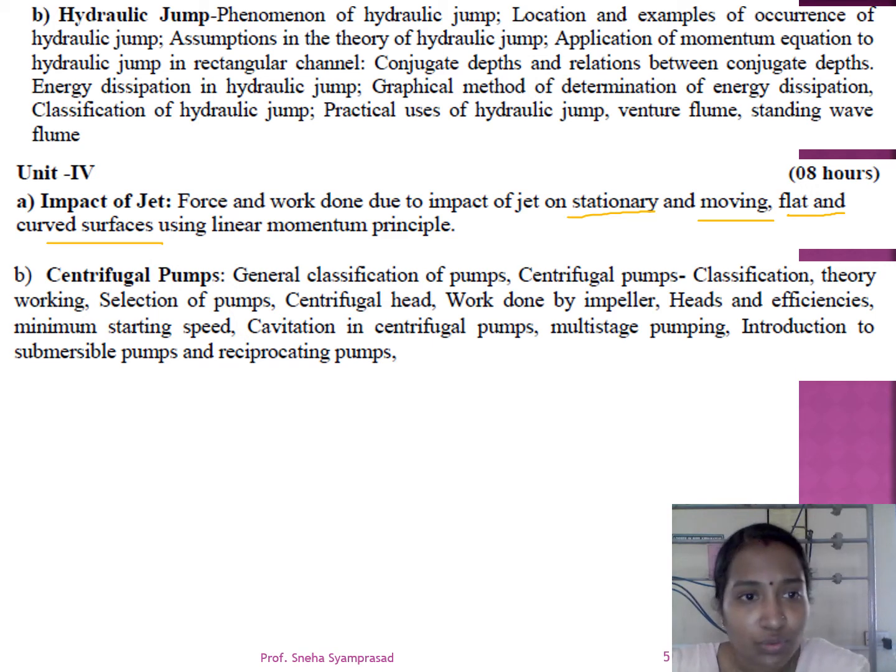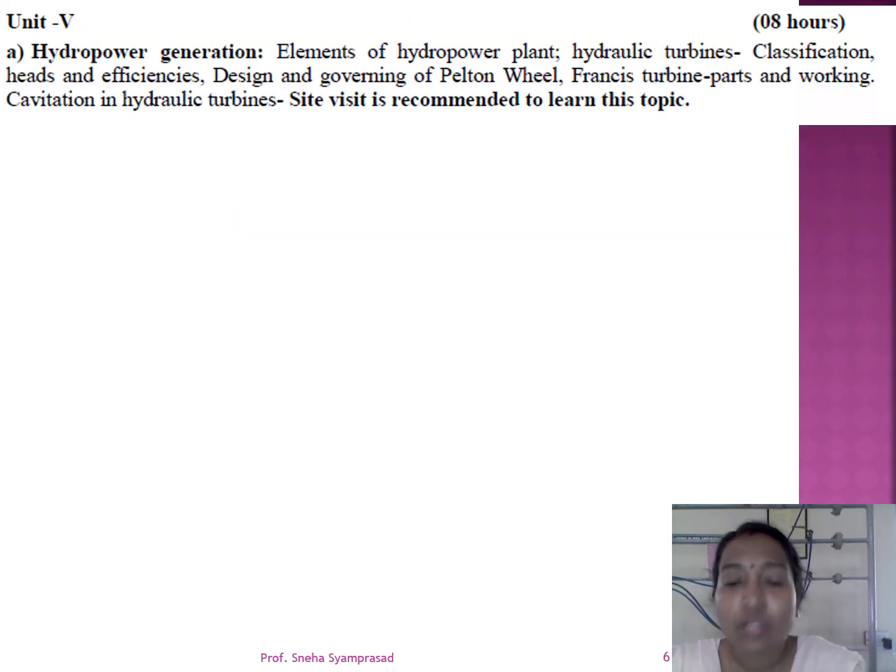Next is your fifth unit, that is hydropower generation. Here we are going to study the types of turbines. What is a turbine, what are the types of turbine, what are the principles, what is the working, what are the parts, everything. We have one site visit in this semester, but that won't be possible due to this pandemic situation.